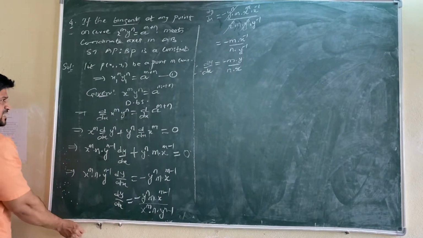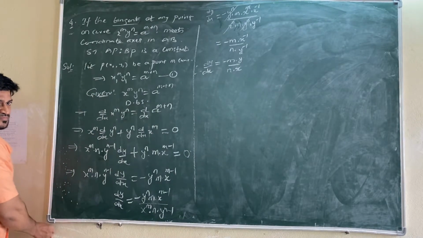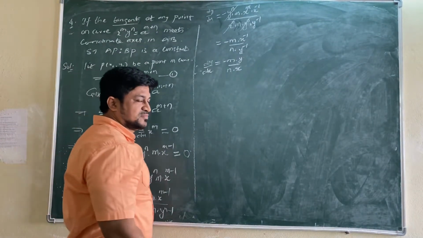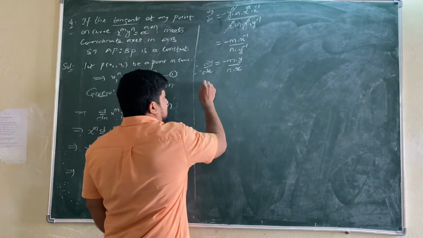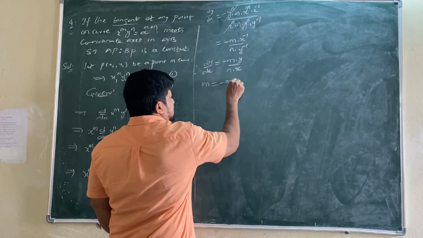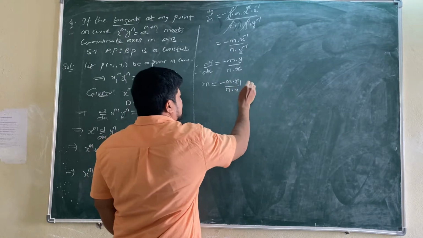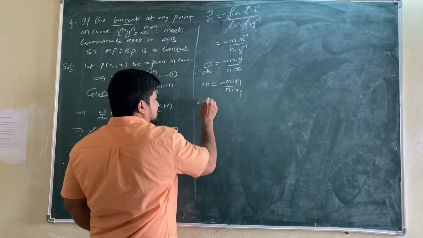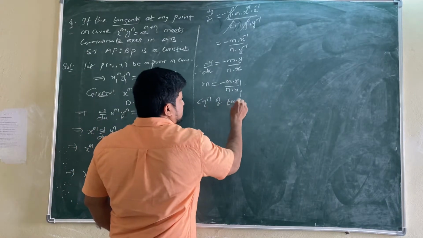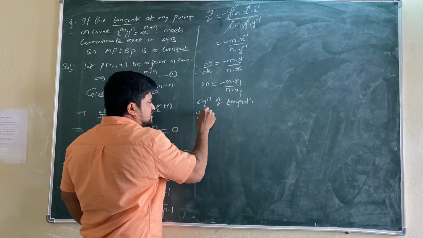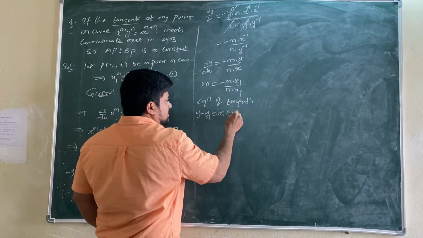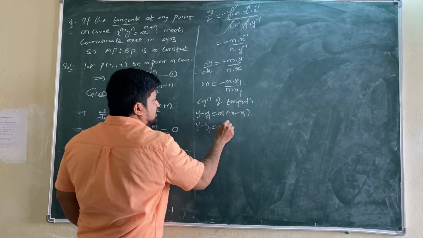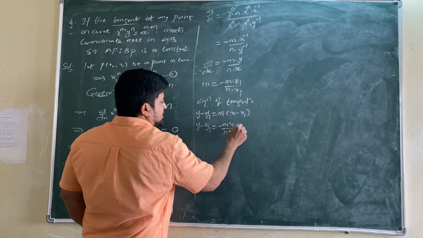Once we got dy by dx, what will we do? Slope m equals minus m y1 by n x1. Okay, we got the slope value. We need the tangent. Equation of tangent: y minus y1 equals m into x minus x1. y minus y1 equals minus m y1 by n x1 into x minus x1.